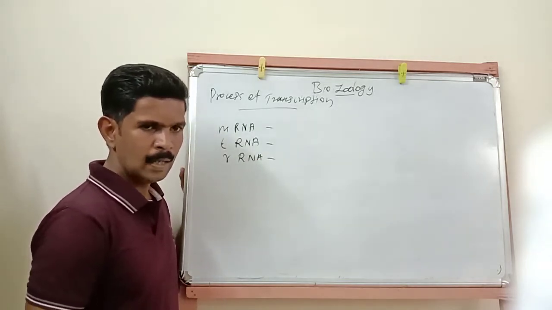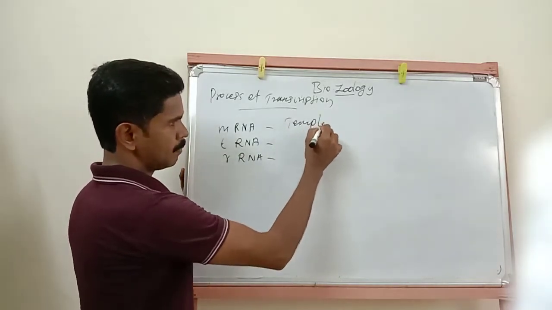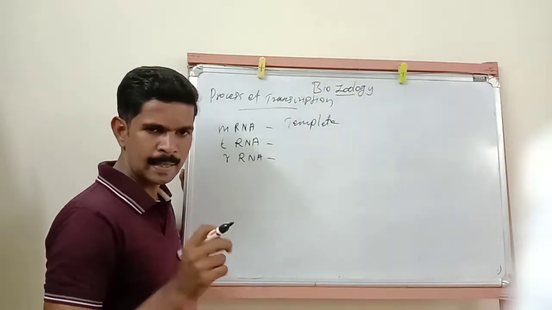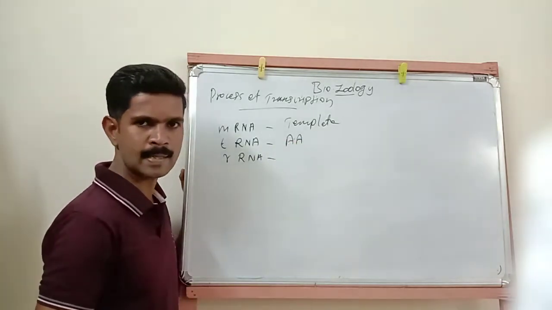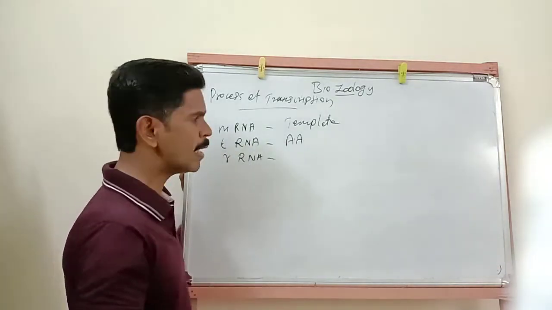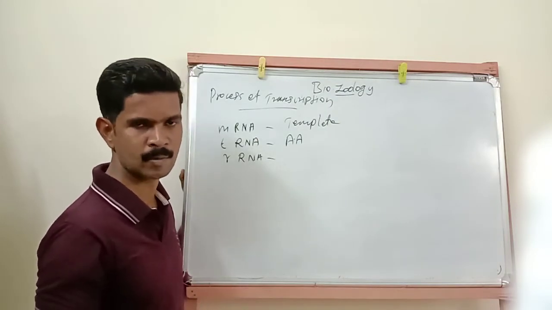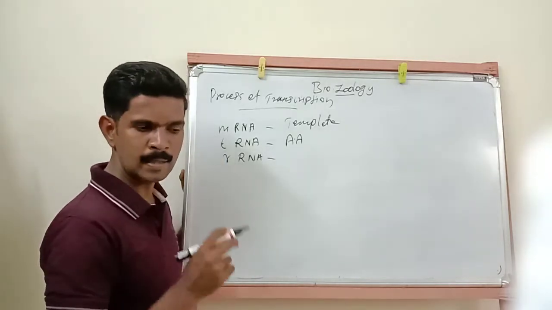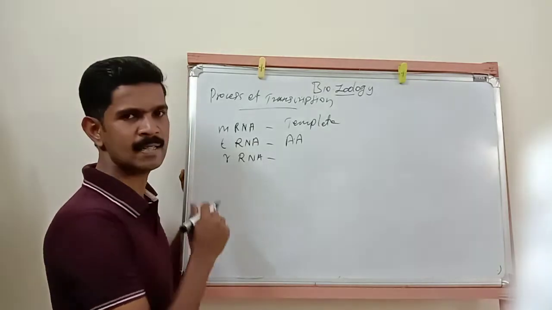Here, mRNA acts as a template. Then the next RNA, tRNA, brings the amino acid. AA means amino acid. The role of tRNA is to bring the amino acid for the protein molecules. Protein molecules are made up of many subunits, which are called amino acids. And the last RNA, rRNA, plays a very important role in the translation process.